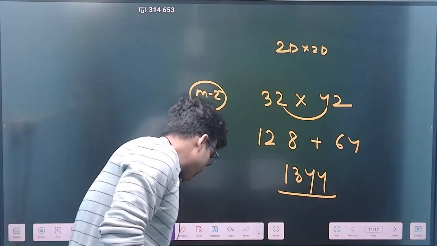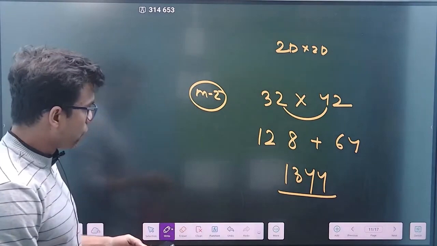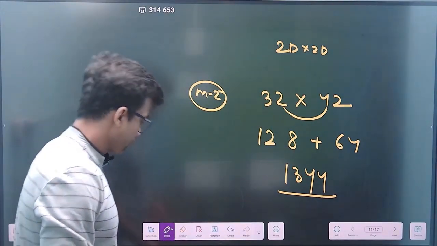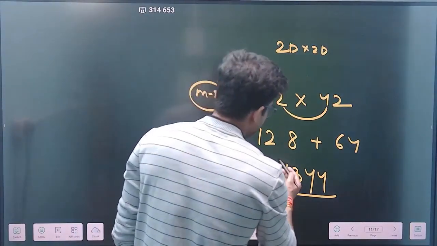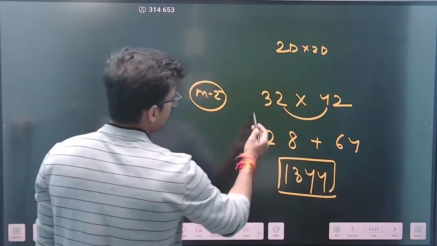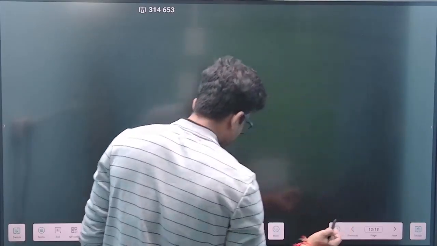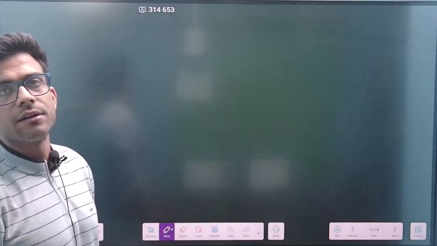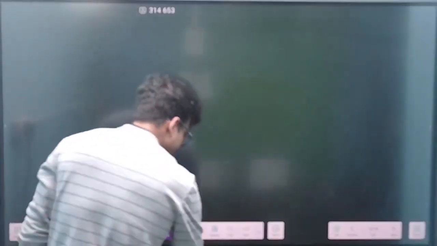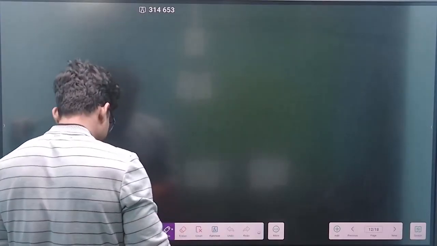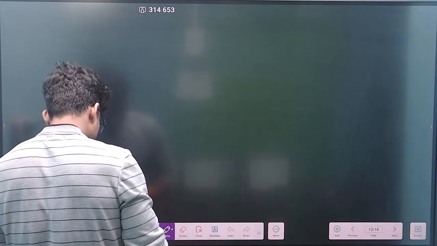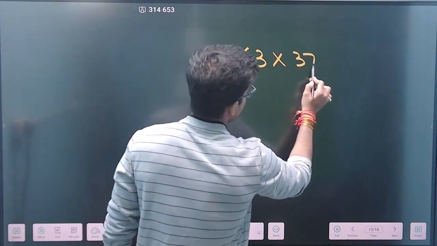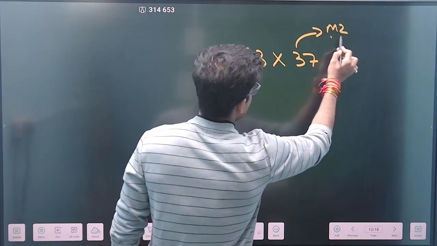You can also calculate by yourself. This is another method of finding the answer. Let's take one more example. Let's take 63 multiplied by 37. I'm solving this by method number 2, which we are discussing today.